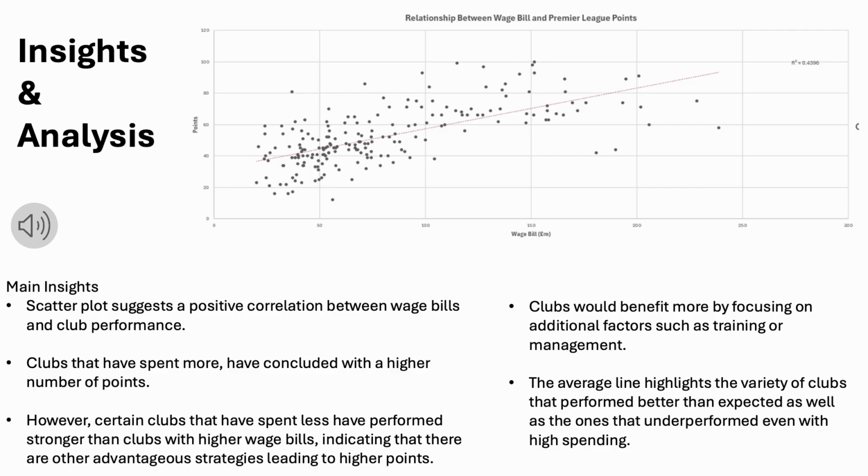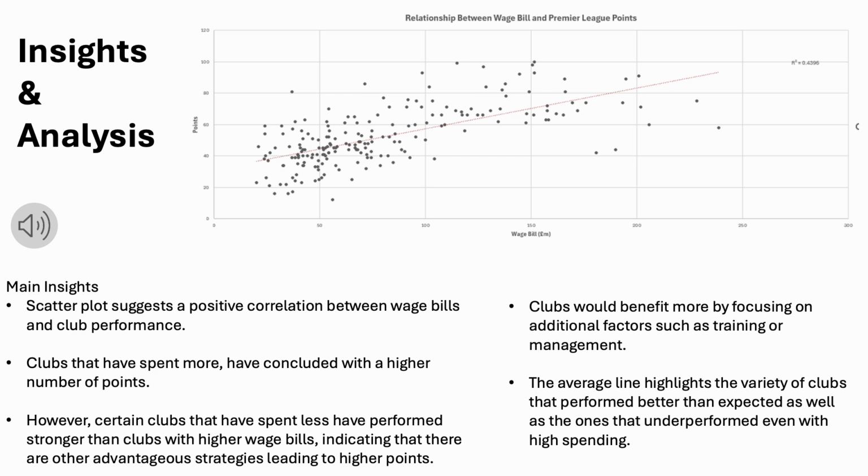Insights and analysis. To understand whether the wage bill has an influence on club performance, a scatter plot was created to show the relationship between the two variables. The x-axis represents the wage bill, whilst the y-axis shows the points the clubs have gained. It can be interpreted as clubs with a higher wage bill being positioned closer to the right side of the scatter plot, and the ones that are higher up the plot have stronger performance.